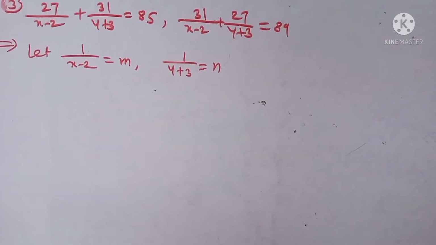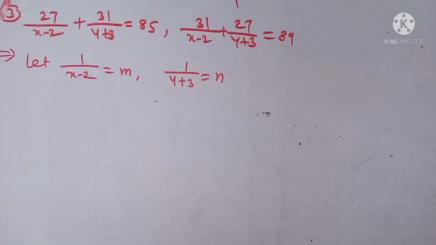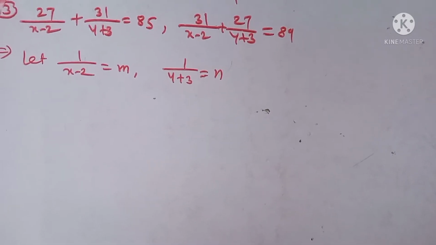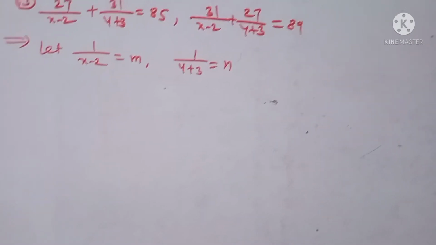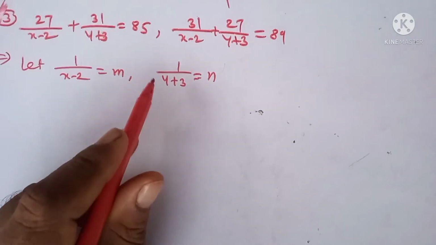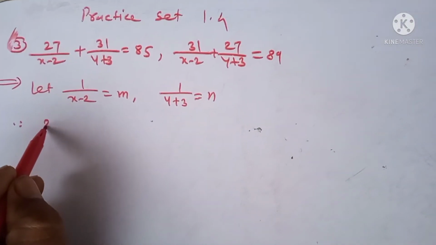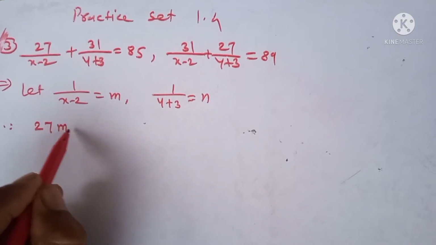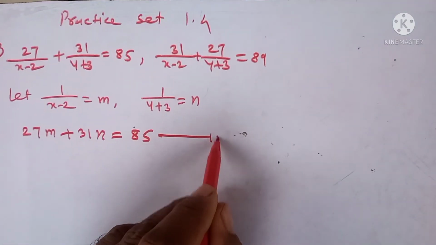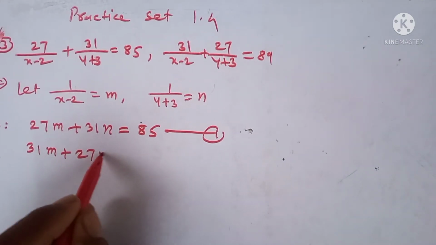27 upon x minus 2 plus 31 upon y plus 3 equal to 85. 31 upon x minus 2 plus 27 upon y plus 3 equal to 89. In these equations, let 1 upon x minus 2 be equal to m, and 1 upon y plus 3 be equal to n. So we get the equations 27m plus 31n equal to 85, equation 1, and 31m plus 27n equal to 89, equation number 2.